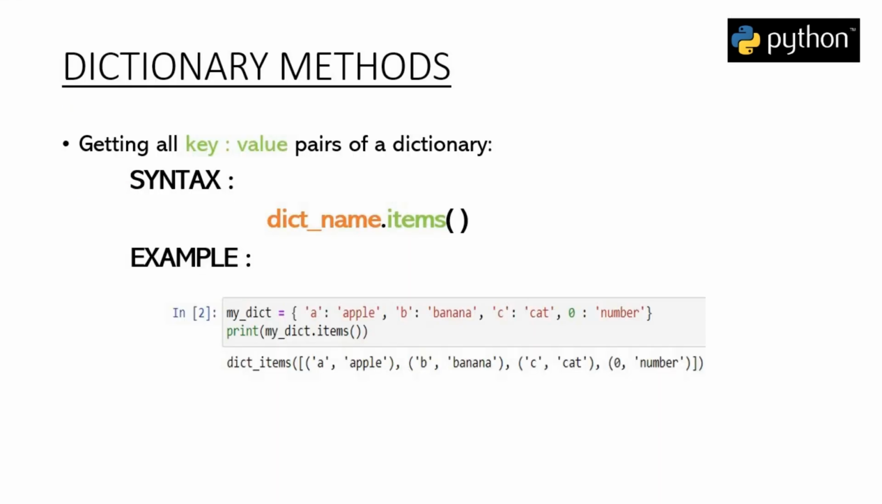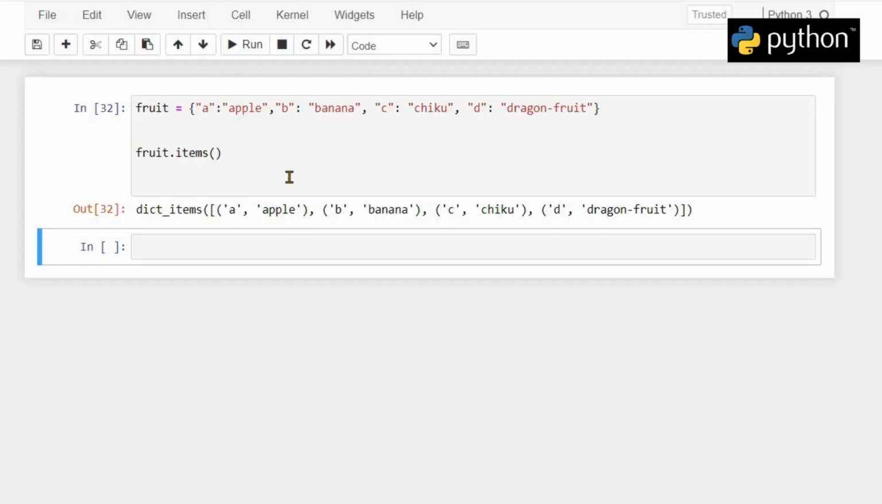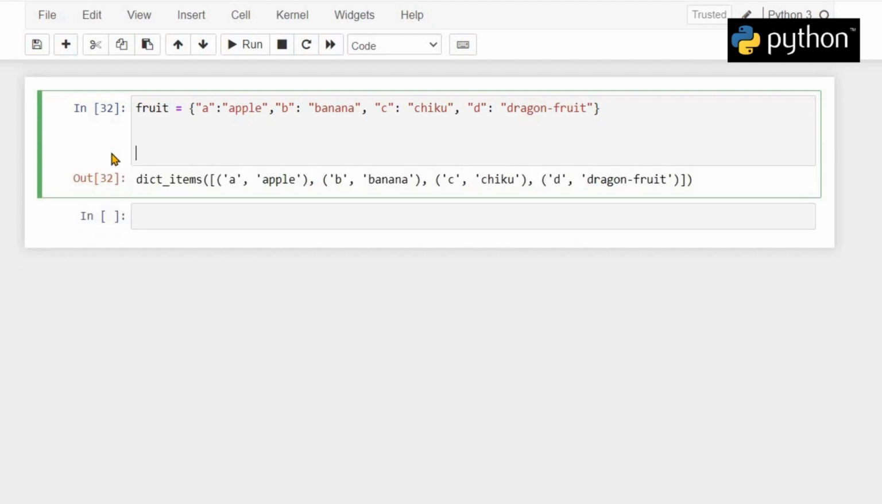Another method we are going to talk about is the popitem method. Suppose we have a dictionary and we want to remove the last added element from our dictionary. We can do that by using the popitem method. We first write the name of our variable in which our dictionary is stored, followed by dot popitem and open and close parentheses.